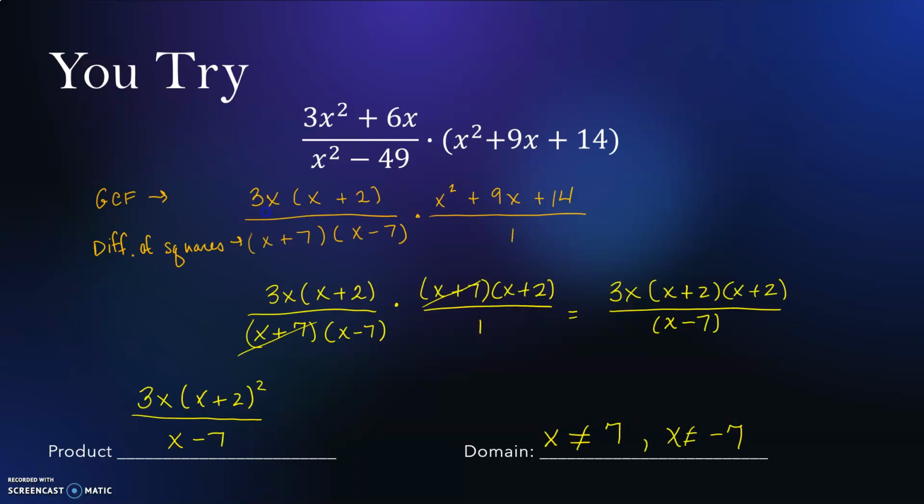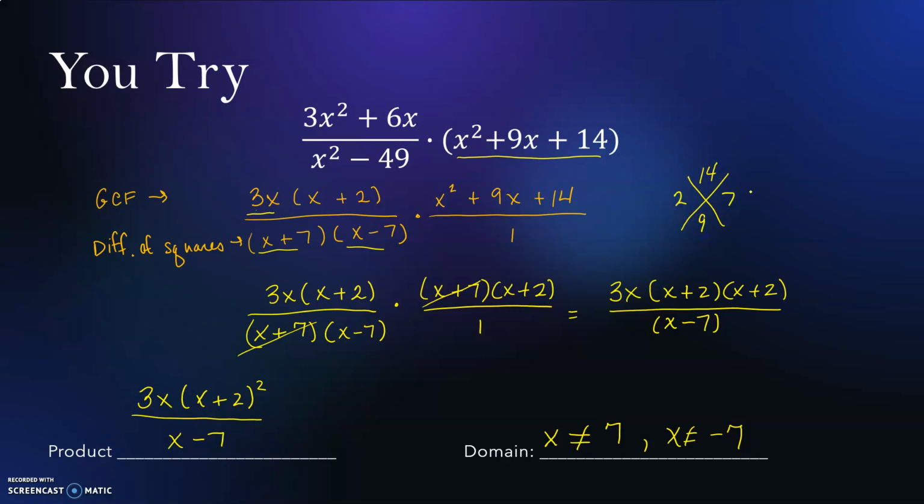First thing I did was I factored a GCF out of the numerator. Both terms have a 3x in them. And then I turned that x squared plus 9x plus 14 into a fraction by putting a 1 in the denominator. I also noticed that I had a difference of 2 squares with x squared minus 49. That's the same thing as x plus 7, x minus 7. I was able to factor x squared plus 9x plus 14 by thinking about the product is 14 and the sum is 9, so I used 2 and 7.